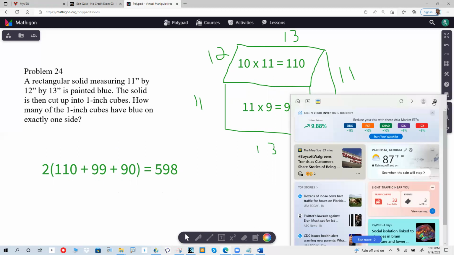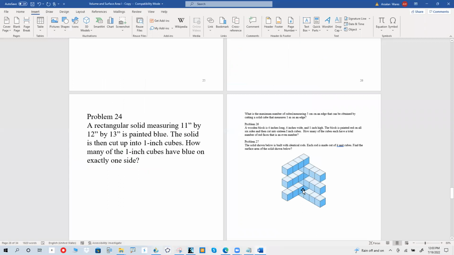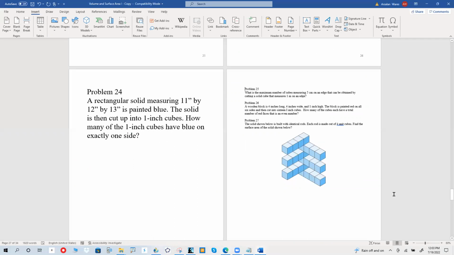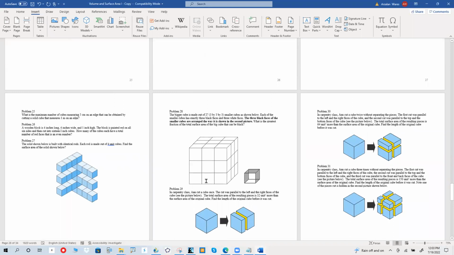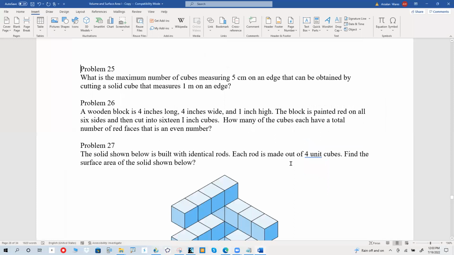Okay, so we did 2 versions of this. Let's see what else is going on. I'm not gonna go much beyond 27 on this packet. What is the maximum number of cubes measuring 5 centimeters on an edge that can be obtained by cutting a solid cube 1 meter? I'm not gonna worry about it. It's something that works better when you're in class. Not done. I'm gonna write not done. I'm gonna move on.